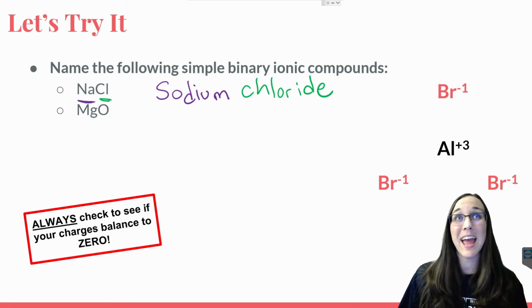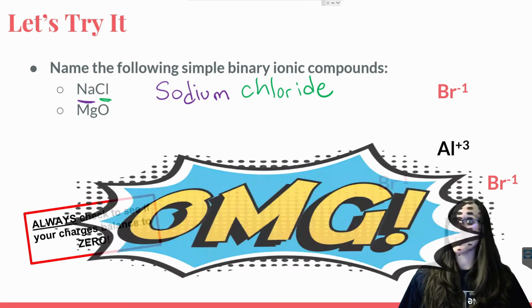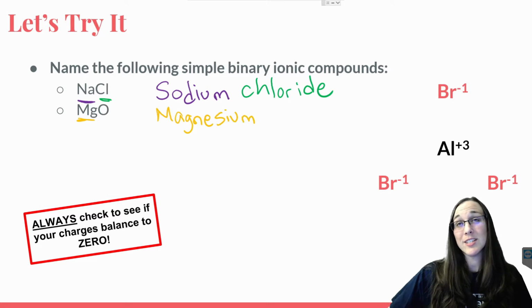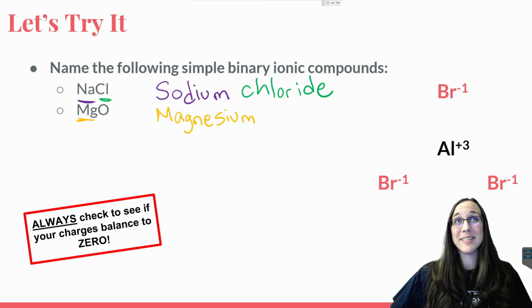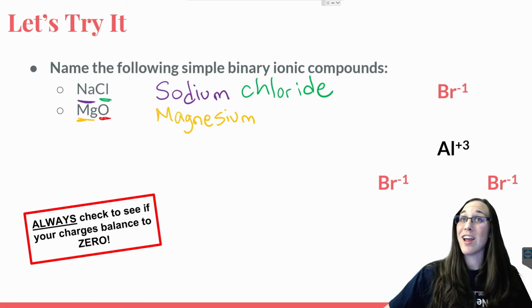How about the next one? MgO, MgO. If you switch that around, it could be oh my gosh. Mg stands for magnesium, so we're just going to write magnesium. Nothing changes. It's just whatever's on the periodic table for that element's name. And the second atom present, our anion, is our oxygen. However, we do need to end it in "ide", so then it would be oxide.